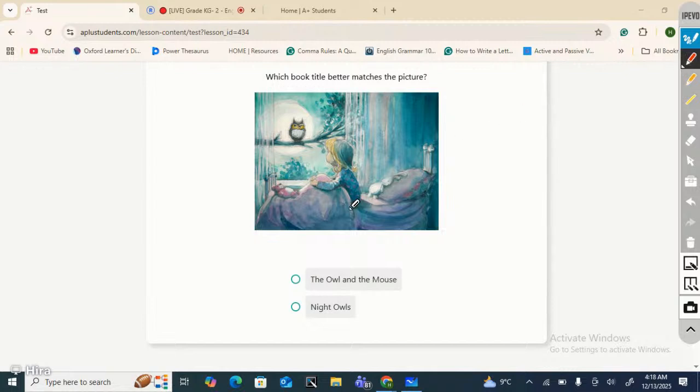But there's a person who is in bed, a girl, but she's still awake. And you know what? People who stay awake at night are also called night owls. So, this girl is also called a night owl, and there is a real owl as well. So, the title that seems better is the second one, Night Owls.